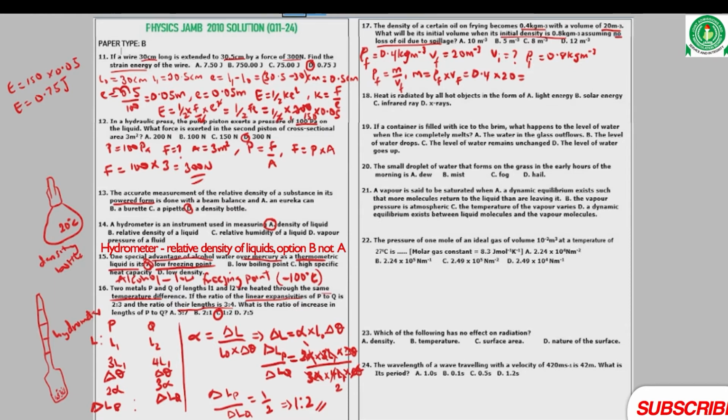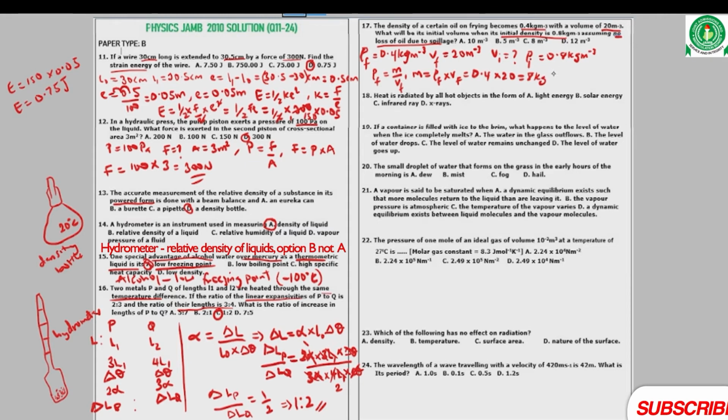0.4 multiplied by 20 will give you 8. So we have 8 kilogram. The mass here is 8 kilogram.